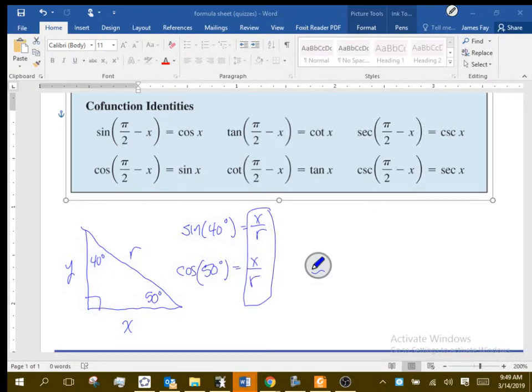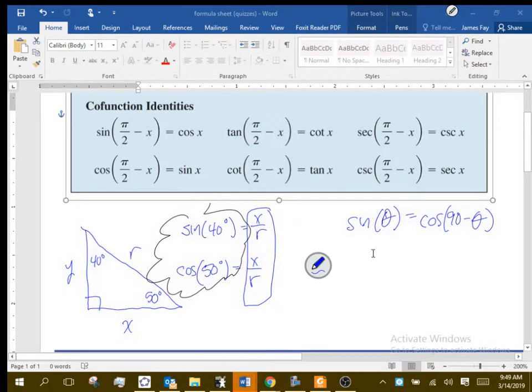See how those X over R's are the same? So doesn't it mean those two things are the same? If I started with sine of 40, let's say 40 was just theta, how does that equal cosine? How did I get this 50? I took 90 minus that theta, right? Well, in radians, isn't 90 just pi over 2?